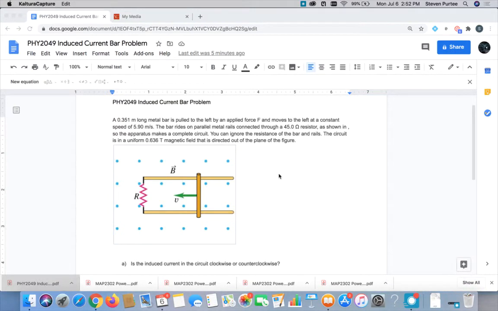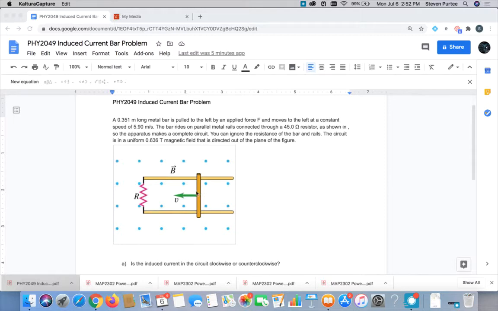Okay, so here's our setup. We have these conducting rails connected by a resistor. And then this is also a conductor, but it's free to slide back and forth here. In this little enclosed area, I've got flux pointing out toward my eyeball. Look at our little vector dots here.